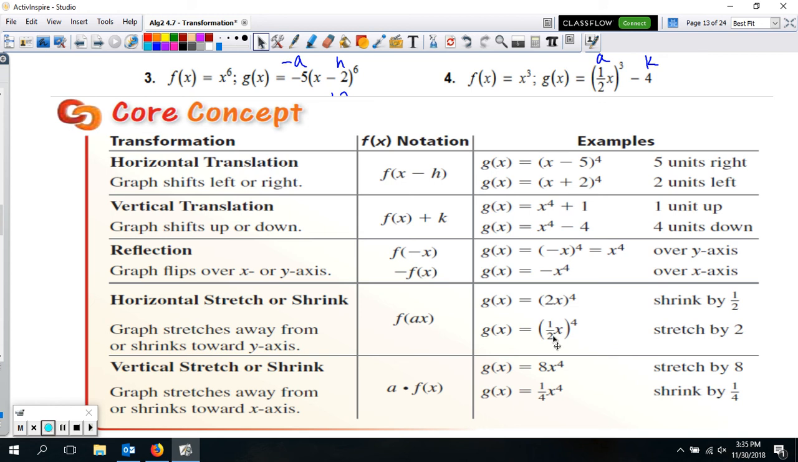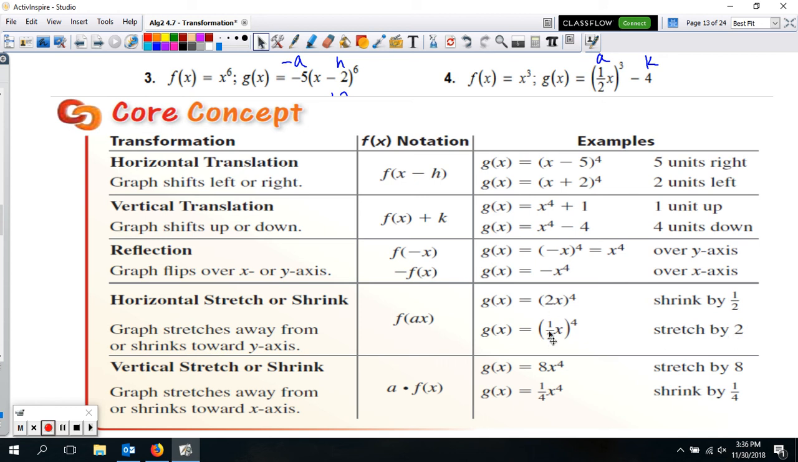Remember, what's inside is always like the reciprocal of what that number is. So when it was 1/2 here, it's going to stretch by 2, but when it's 2, if it's a whole number, it's going to take the reciprocal of that for your factor number and say shrink by 1/2. So the stretching and shrinking is always depending on the factor number there. So if it's less than 1, it's going to shrink here for this number. If this number is more than 1, it's going to stretch.